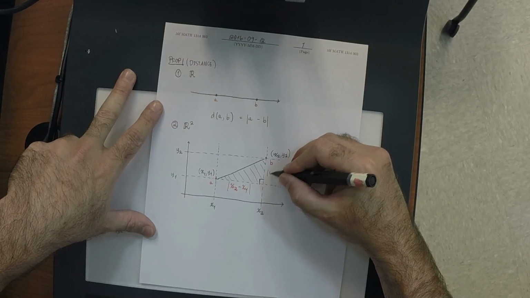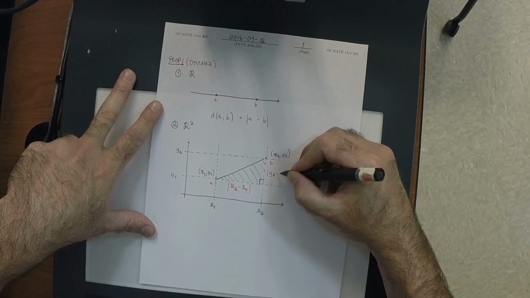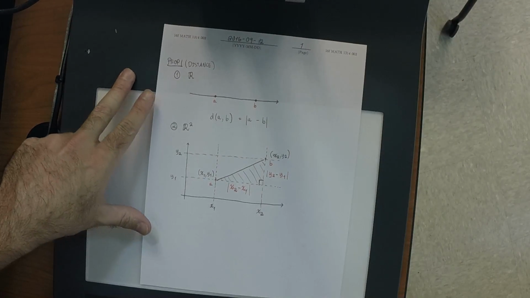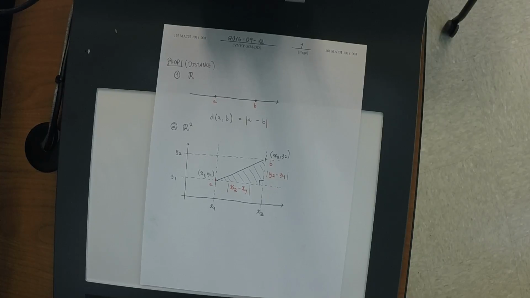Absolute value, y2 minus y1. Very good. By the way, would it matter? So you started to say y1, absolute value of y1 minus y2. Would it have mattered if you had continued? It would not have mattered.